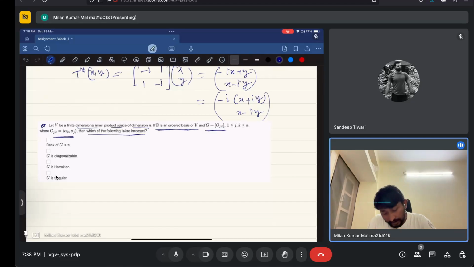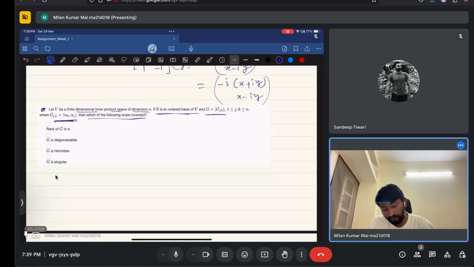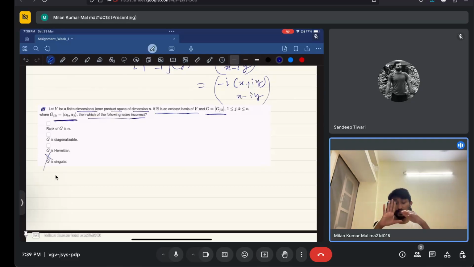G is the matrix representation corresponding to that basis alpha 1, alpha 2, ..., alpha n, right? So in that situation, G_jk is written this way. It seems the first three statements are correct, so this one will be incorrect. But let me first figure out the correct statement. Obviously something wrong is there, because what alpha k and alpha j are is not mentioned.